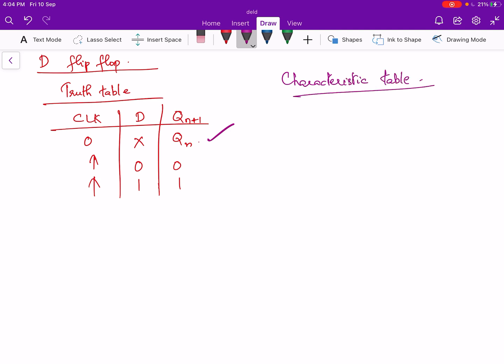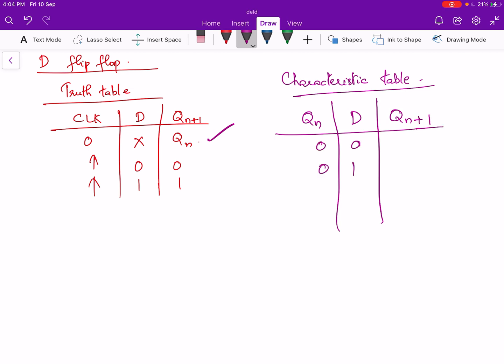So in the characteristic table, we will take the present state and input, that is Qn and D, and we will take the next state as the output. So there will be 4 cases corresponding to Qn and D. So 0, 0, 0, 1, 1, 0 and 1, 1. So for these 4 cases, we will find the value of Qn plus 1.